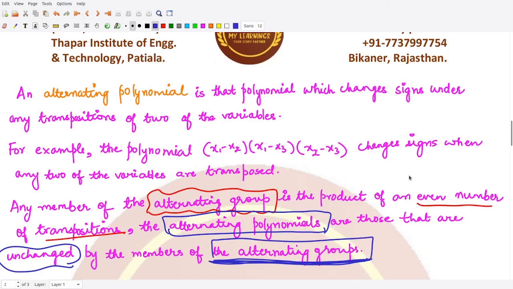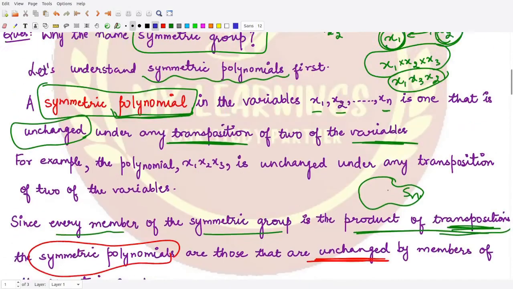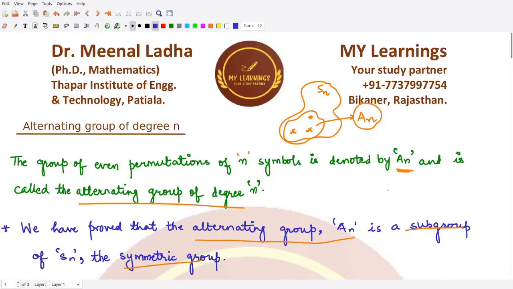So I hope you understood this concept of what an alternating group is and how it acquires its name. In the next video, we'll be looking at an example of this polynomial.